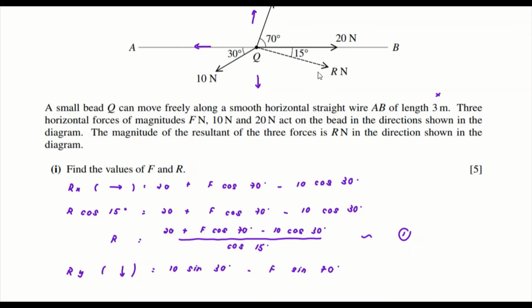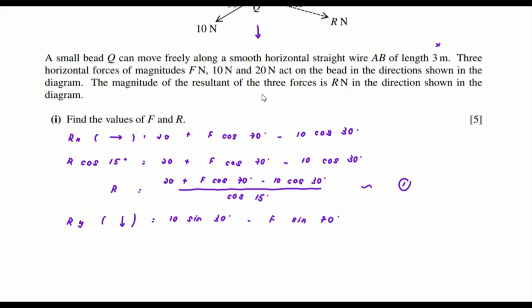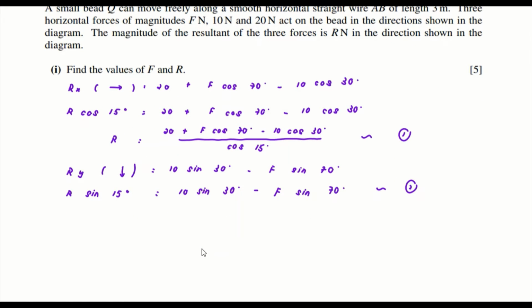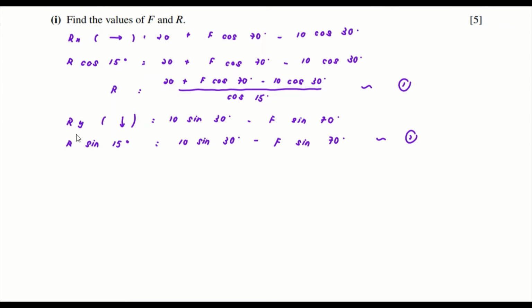So this is my resultant. When I resolve my resultant, I can eventually get back the component as well. So that's why it's R sine 15, equal to 10 sin 30 minus F sine 70. So this is my second equation. For sine 30, if you want to change it first, you can, because sine 30 will give you half. If you are not going to do that, it's just going to be the same thing at the end.